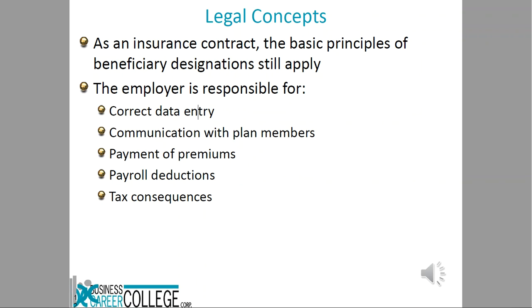And anything that has to be T4'd, that is anytime we have to communicate tax consequences to the employees, that is also the employer's responsibility. The insurer may be able to provide advice on that front, but it really is the employer who is responsible for providing that tax information, for making sure that employees are aware of the right amount of tax to pay.